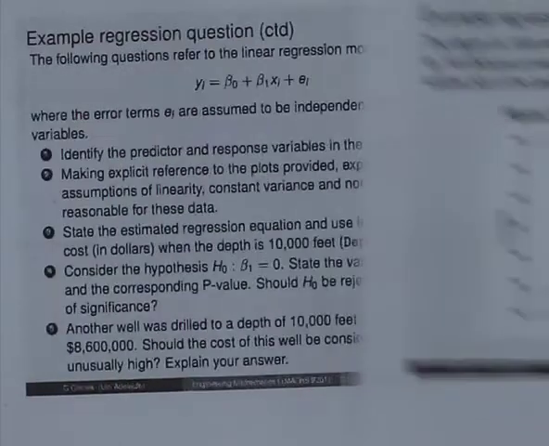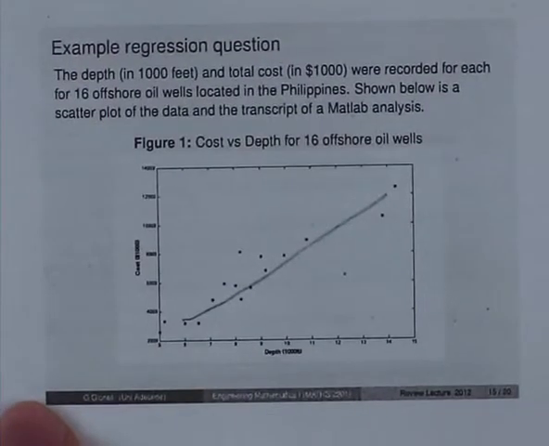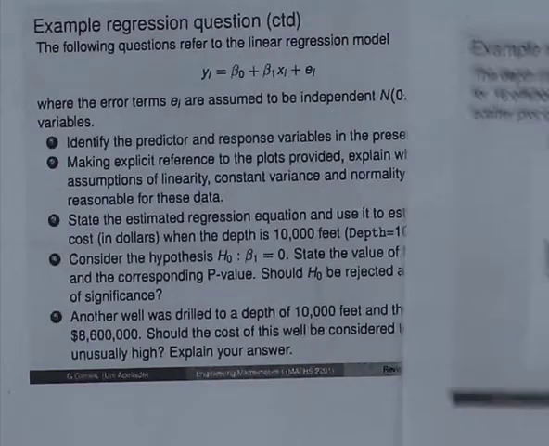So when we read the question, it says, identify the predictor and response variables. Okay, so it looks like we're attempting to find out what the cost is if you know the depth. That makes sense. If you're going to drill the depth of an oil well, you'd like to know how much it costs beforehand. So the predictor would be the depth, and the what did he call it?